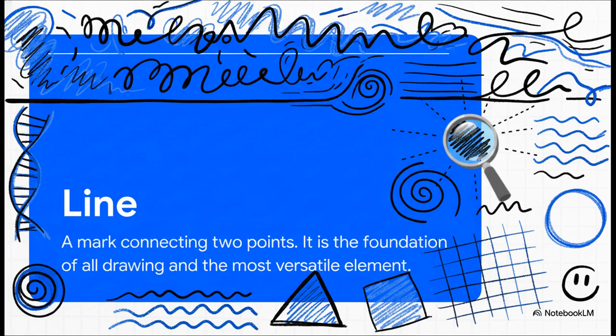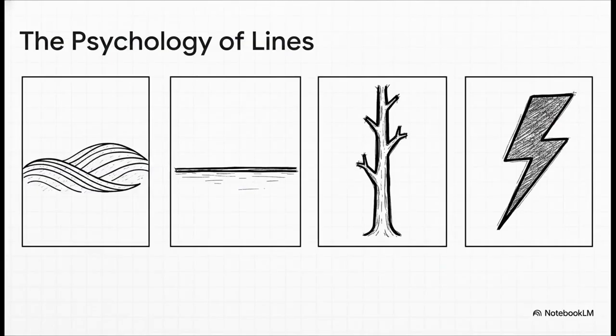It can create shapes, hint at form, build entire structures, and get this, it can even communicate pure emotion. And that's the thing. Lines carry so much psychological weight. They're not just marks on a page. They're basically feelings you can see.